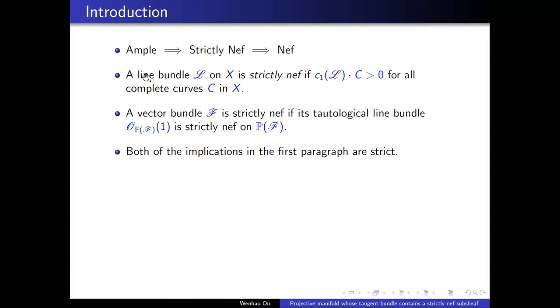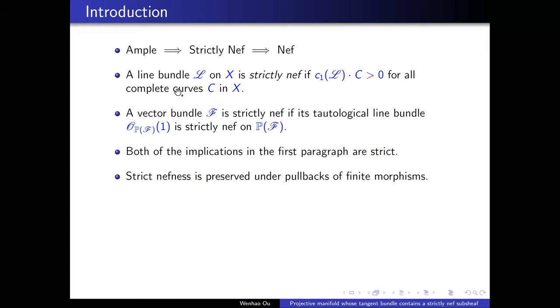I also underline that these two implications are strict. This implication is of course strict, and this implication is strict as well. I recall that a line bundle is ample if its intersection with any subvariety is strictly positive. Here for strictly nef, you only look at one-dimensional subvarieties, so the definitions are different, and we can construct examples which are strictly nef and which are not ample.